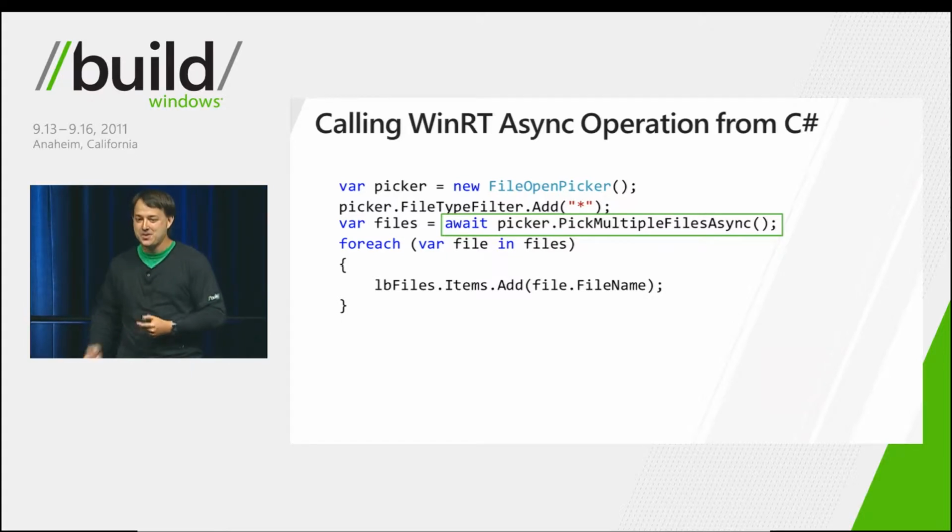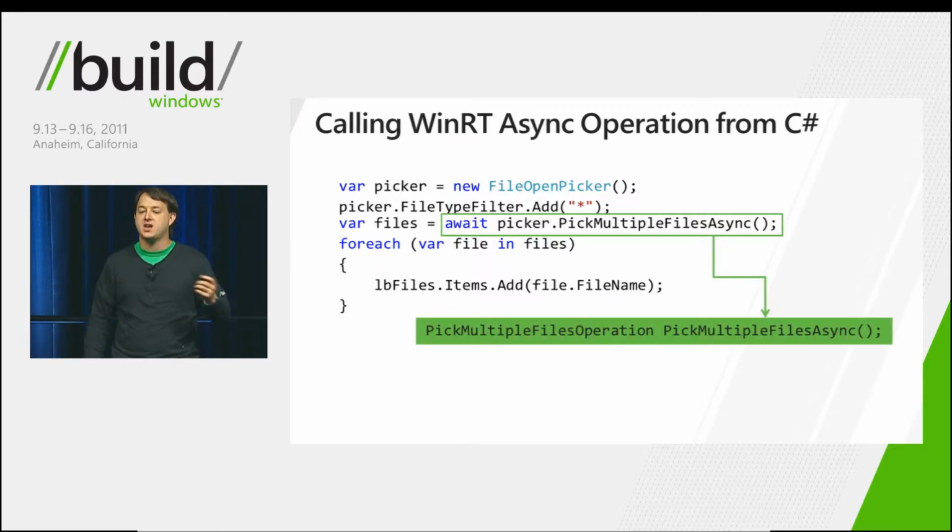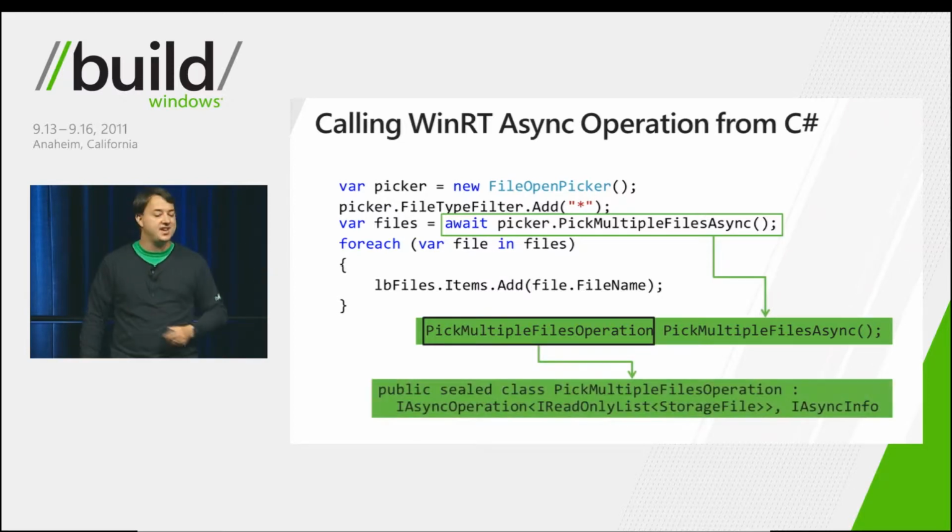Yes. So, when you call an async operation in C# or VB, you await it just like you do a normal .NET Framework task-based async operation. However, the return of this type, PickMultipleFilesAsync, is not a Task. You'll see it's actually a PickMultipleFilesOperation class. And if you looked at that more deeply in Visual Studio, you hit F12, you'll find that it implements an interface called IAsyncOperation of T rather than Task of T. It has no relation to Task.